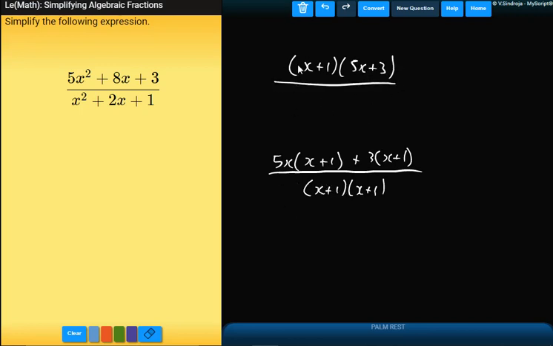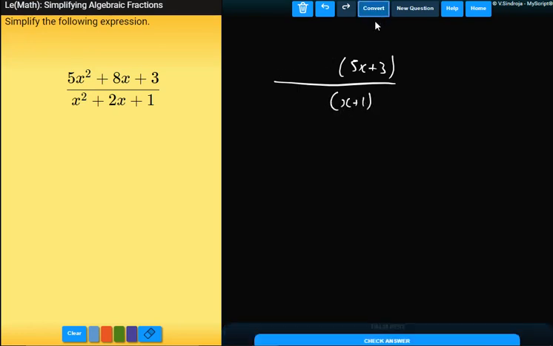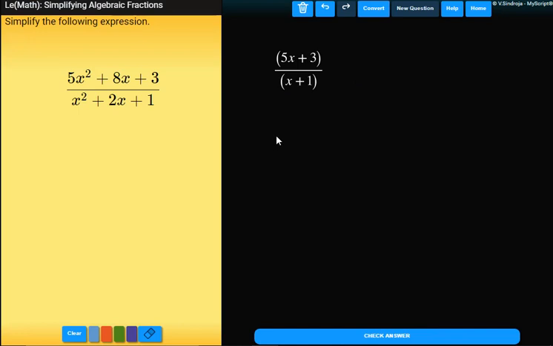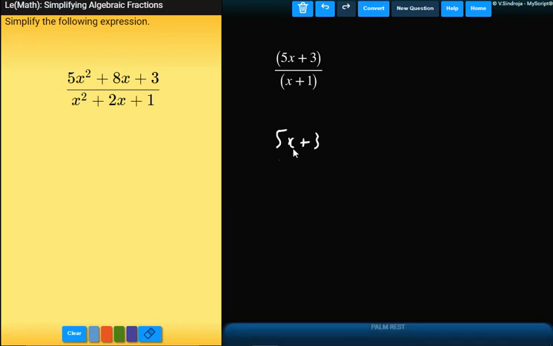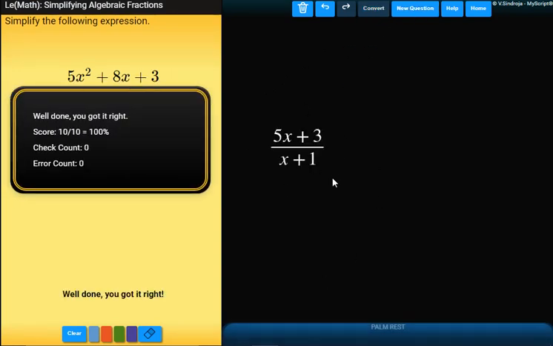Let's just kind of cut to the chase. One of them is x plus 1, it cancels that one out, so let's get rid of all of that. And so you're going to be left with just one of the x plus 1's on the bottom. Convert that. And let's write it without the brackets: 5x plus 3 over x plus 1. Okay, so that's an acceptable version of the answer.